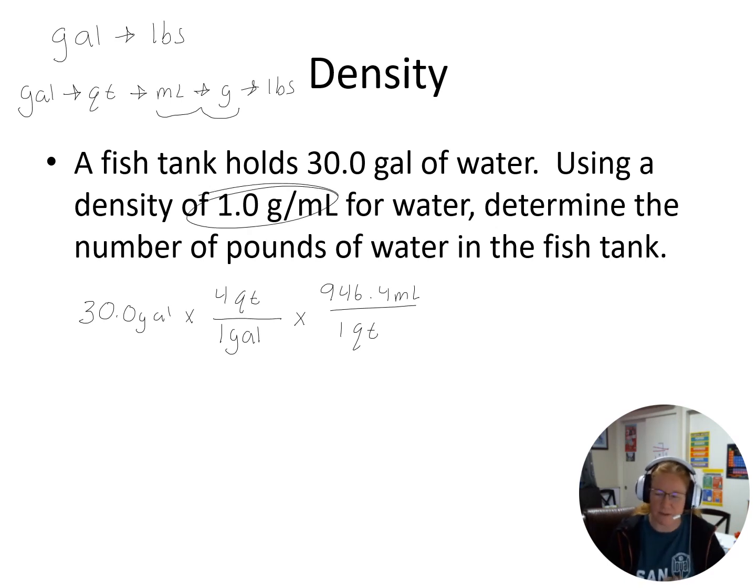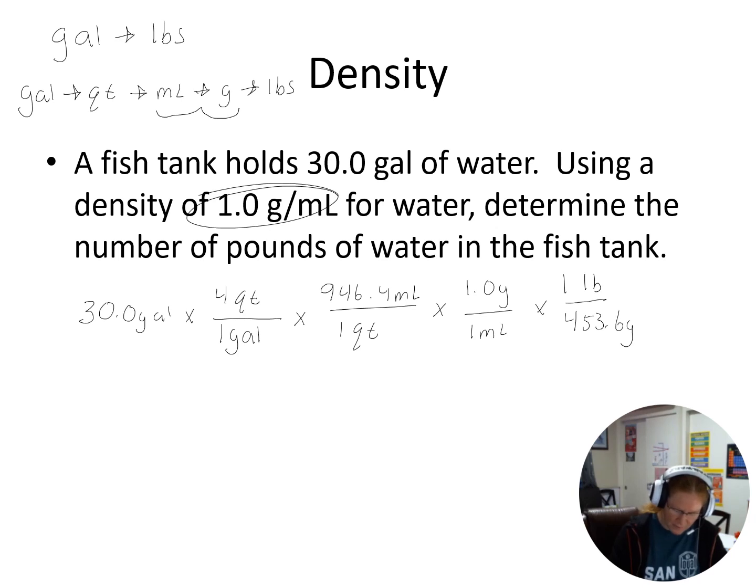All right, now to do the milliliters to grams conversion, that's where I use my density. My density lets me convert between volume and mass or mass and volume. Okay? So even though it's 1, I still have to show it because when we do conversions, it's not enough just to convert the numbers. We also have to convert the units. And so it's very important that we show the conversion of everything. Okay? So I have 1.0 grams for every 1 milliliter. And then I have 1 pound in every 453.6 grams. Okay? So when I run the numbers, I'm going to get 250 pounds.